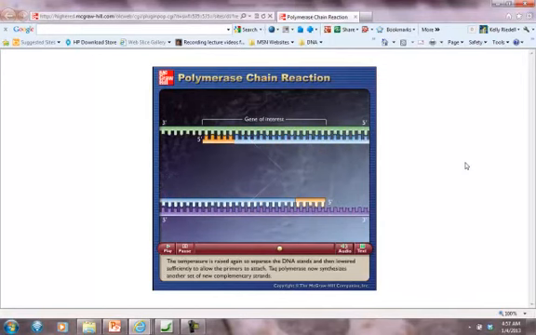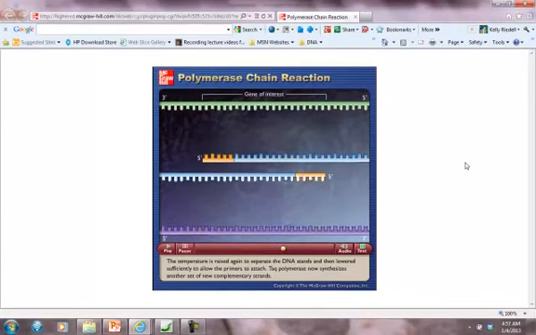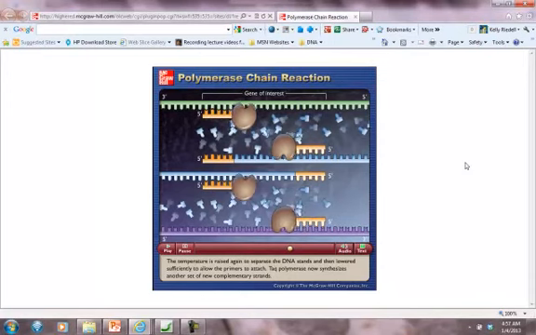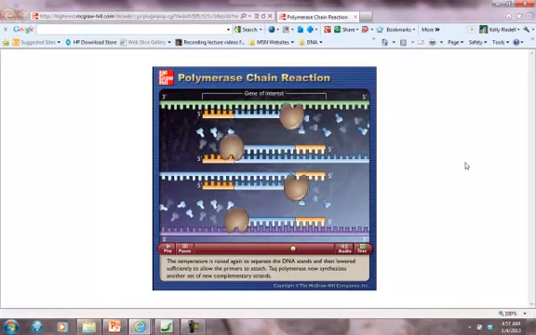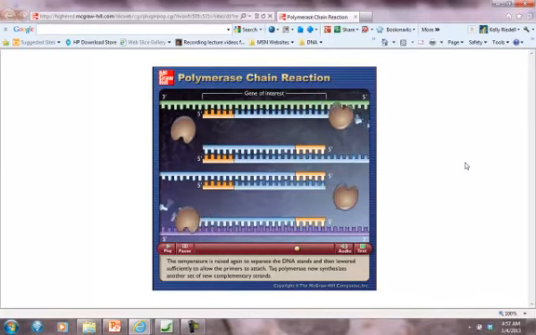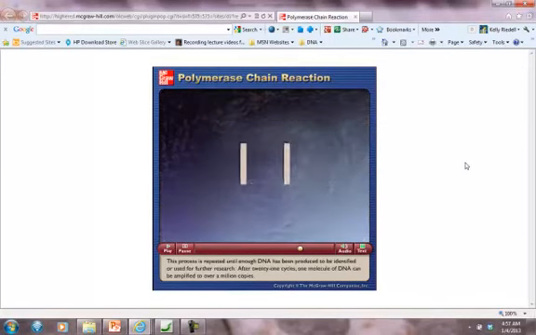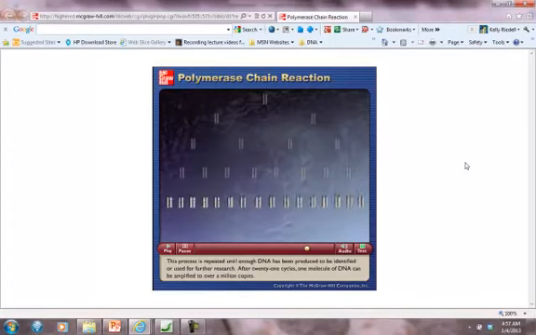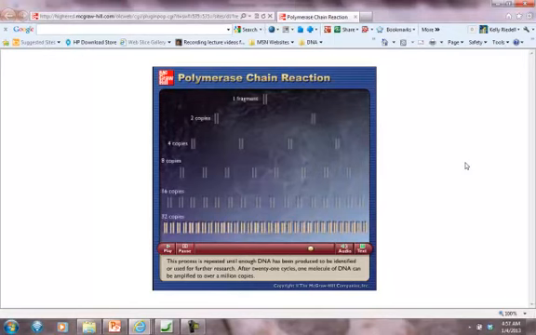The temperature is raised again to separate the DNA strands and then lowered sufficiently to allow the primers to attach. Taq polymerase now synthesizes another set of new complementary strands. This process is repeated until enough DNA has been produced to be identified or used for further research. After 21 cycles, one molecule of DNA can be amplified to over 1 million copies. This amount of amplification can be achieved by running the reaction overnight in a thermal cycler, an instrument that automatically raises and lowers the temperature at appropriate time intervals.